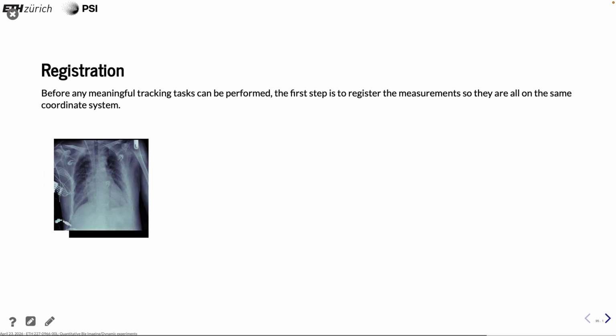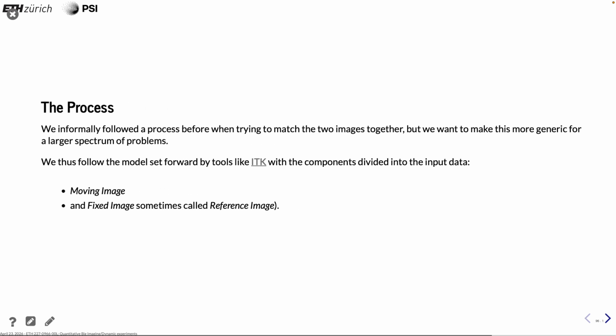And now I come to the registration. We have two images: one moving image that has been taken later, and a fixed image that we don't move, which is often also called the reference image. We are now going to use ITK, or the Python implementation of ITK. The original ITK was implemented in C++, but they have now done a Python port.